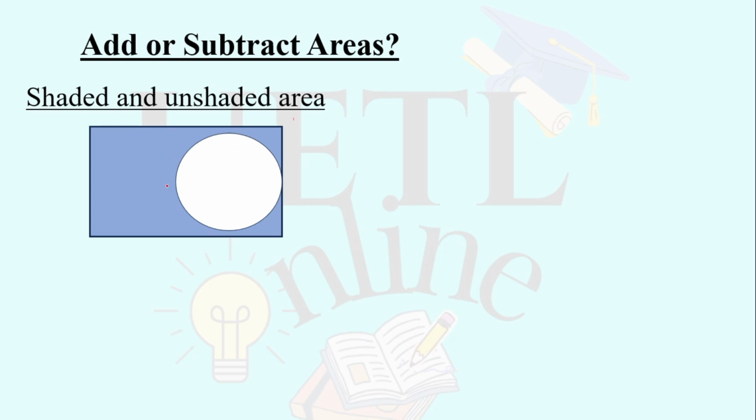Let's say in this case you are asked to find this shaded area. Let's say you have this length and this width, and you have the radius of this circle. What you do is find the area of the whole shape. To find the whole area, in this case it's length times width, and after finding that, you subtract the area of this circle, which is pi r squared. This is what you do on shaded areas.